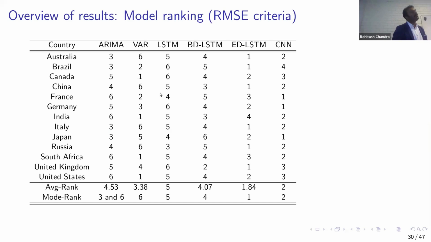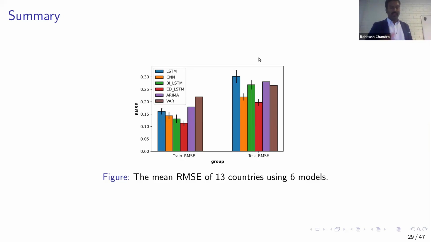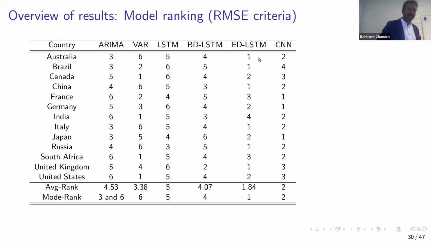Anyway, so there's a lot of models and a lot of experiments done. So we do need to have some type of ranking. So we made a rank, and we have an average rank and a mode rank, meaning that the lower numbers are the best. And as shown in the previous slide, the encoder-decoder LSTM, here we see that's rank number one.